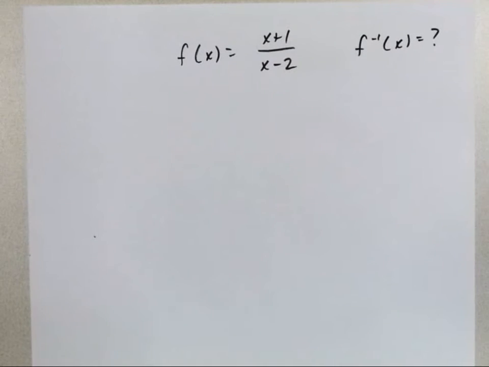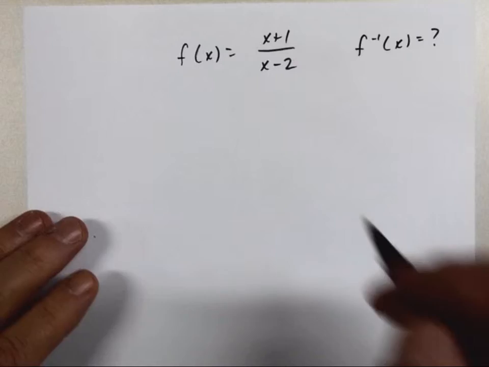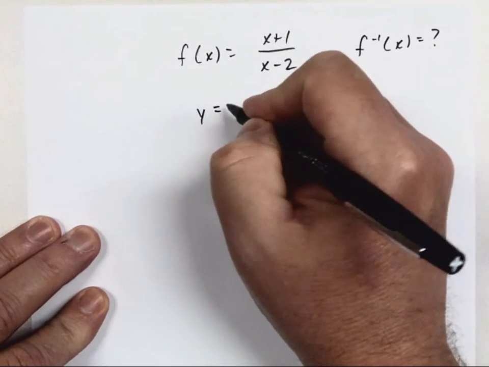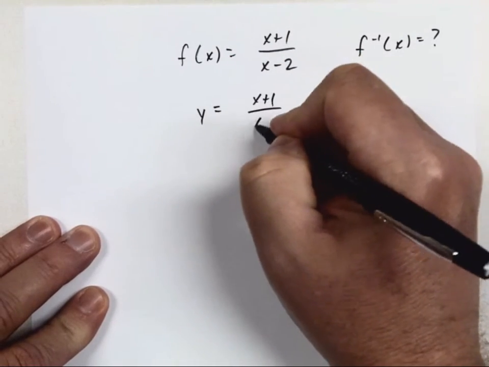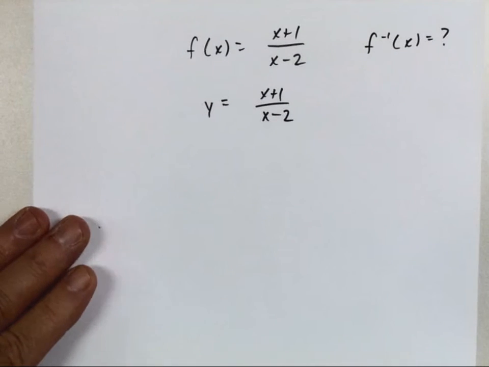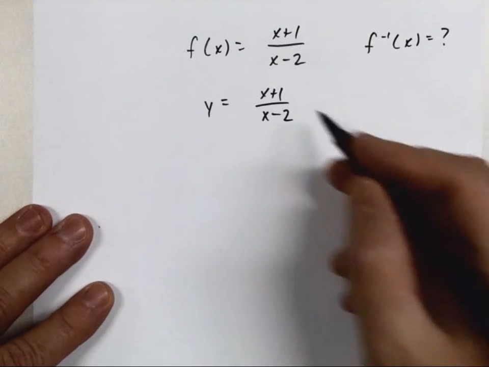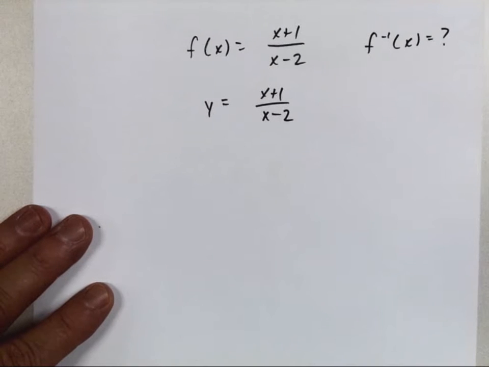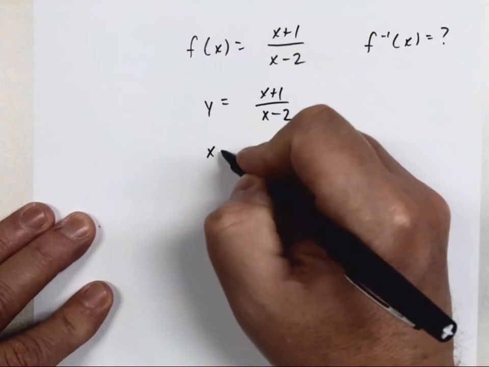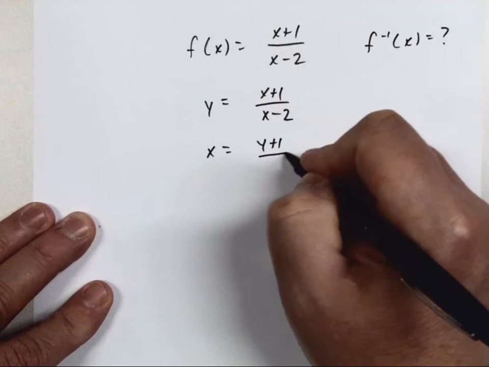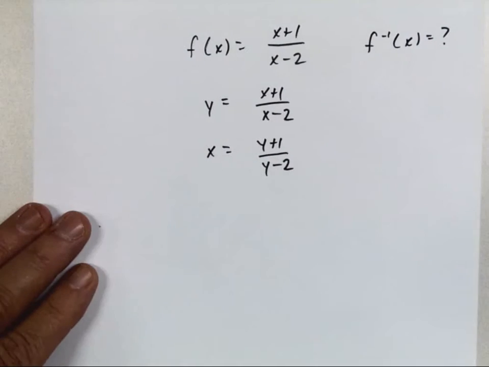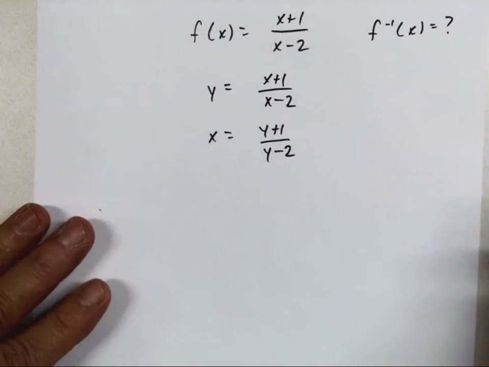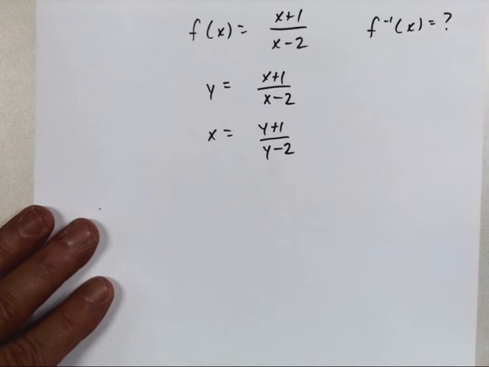So here's the function x plus 1 over x minus 2. And they want us to determine the inverse function. First step is replace f of x with y. Next step is swap x's and y's. So this becomes x equals y plus 1 over y minus 2. And now I need to solve for y. Now this is a little trickier than the last one because I've actually got two y's here.